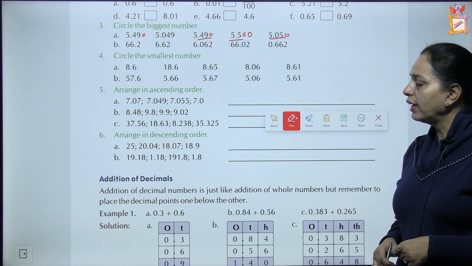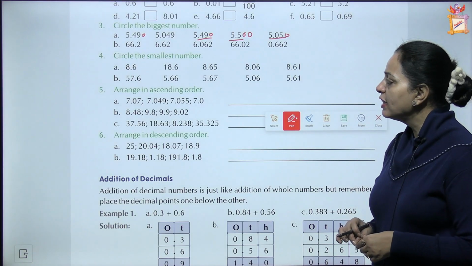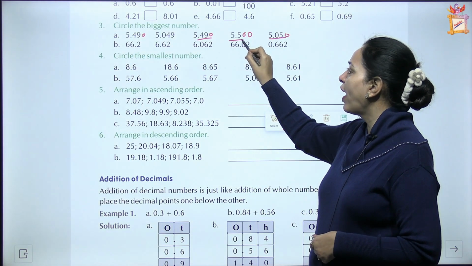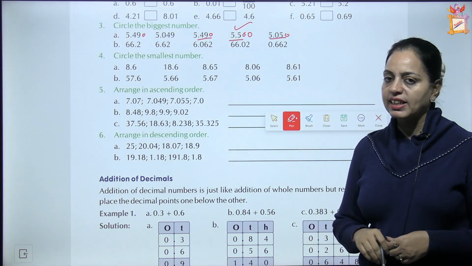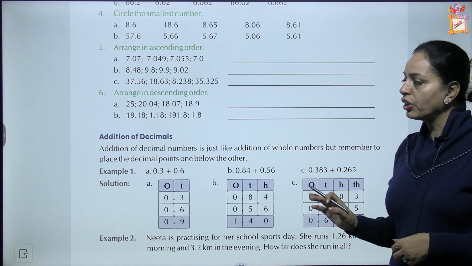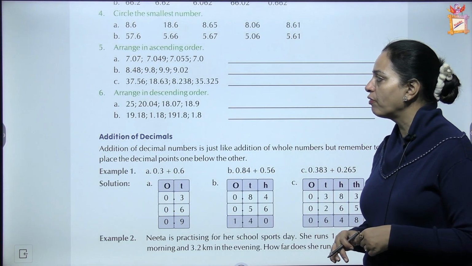अब हम compare करेंगे 10th digit. So 10th digit, this is 4, this is 0, this is 4, this is 5. It means this is greater. Similarly, you can try B part. ऐसे fourth question है, circle the smallest number, you can find out.